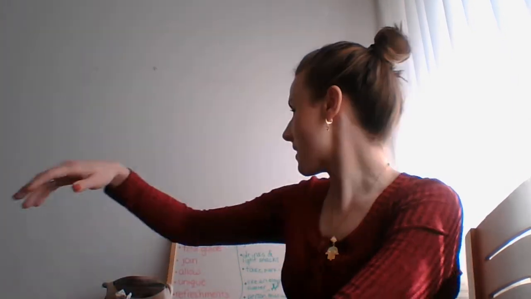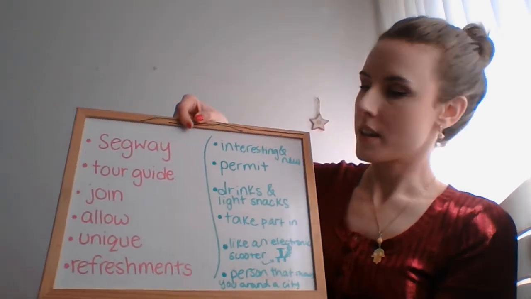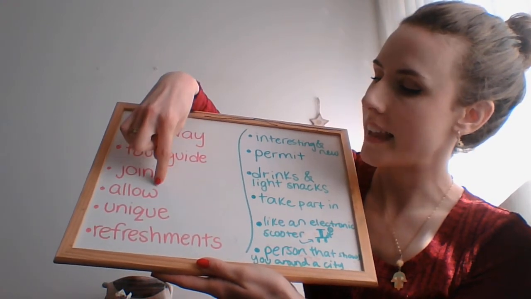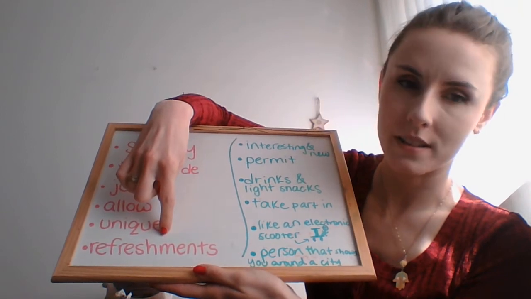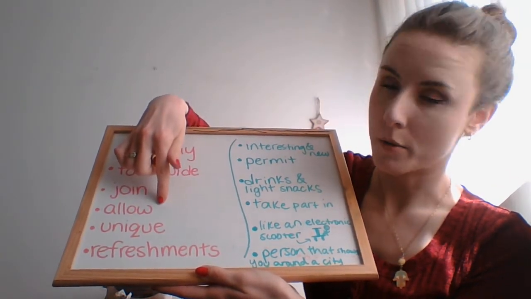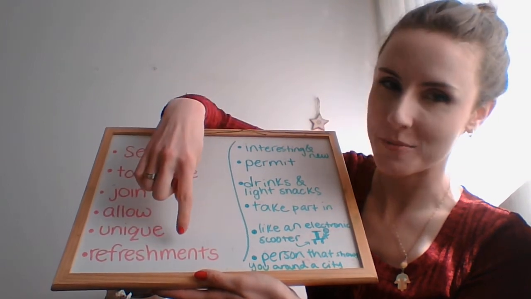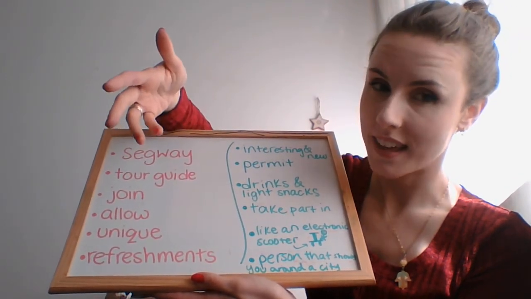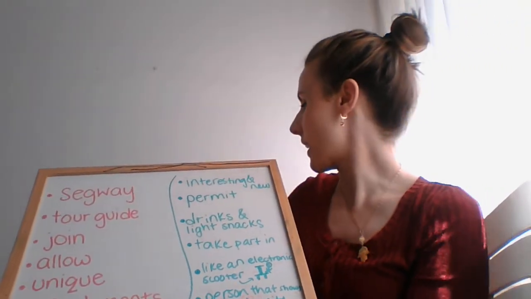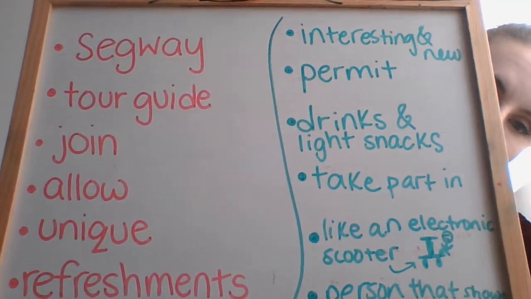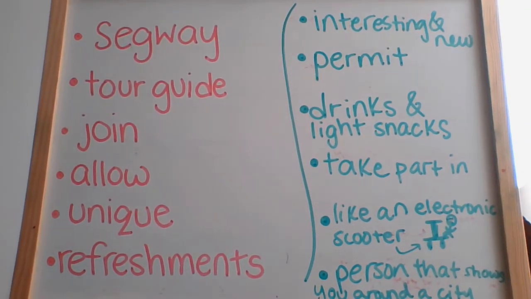Okay, guys? So what I'd like you to do is, before we read the text, I have some vocabulary words that I'm not sure if you know that appear in the text. Okay, you've got them here. We have segue, tour guide, join, allow, unique, and refreshments. Join and allow are verbs. Segue, tour guide, and refreshments are nouns, okay? And unique is an adjective, okay? Can you please pause the video and match the words to their correct definitions? Okay, here they are. Pause the video now and match to the definitions.